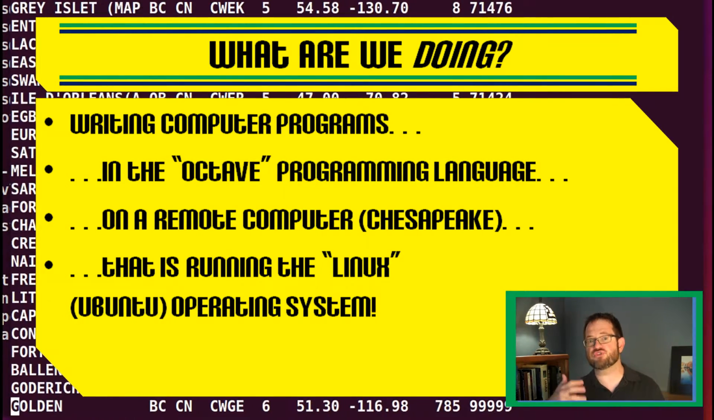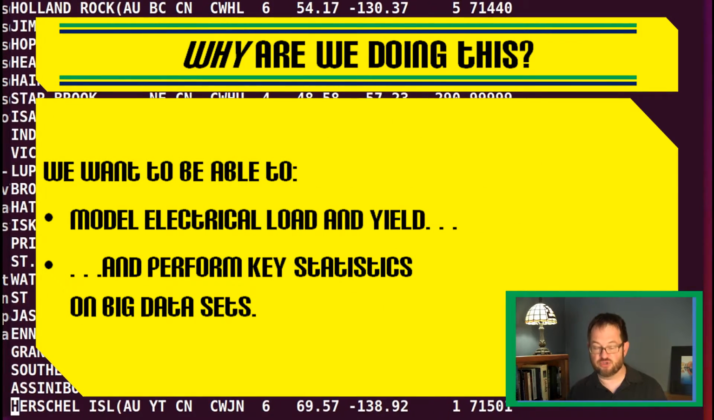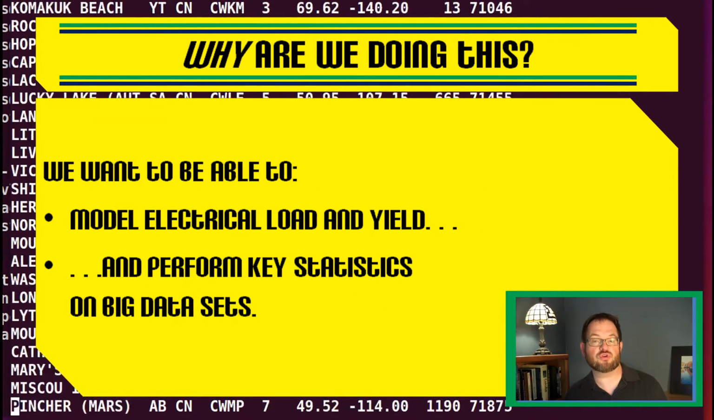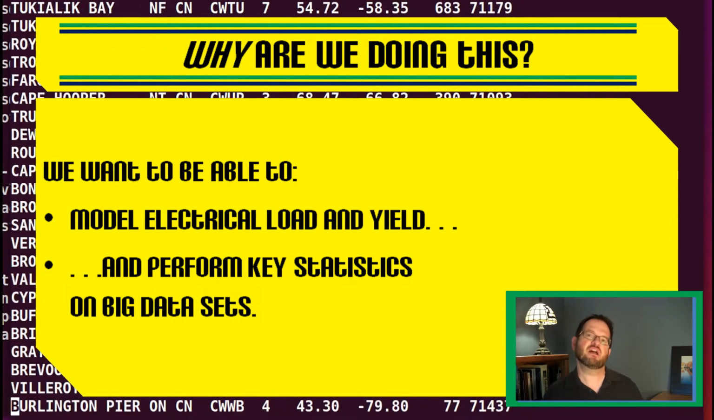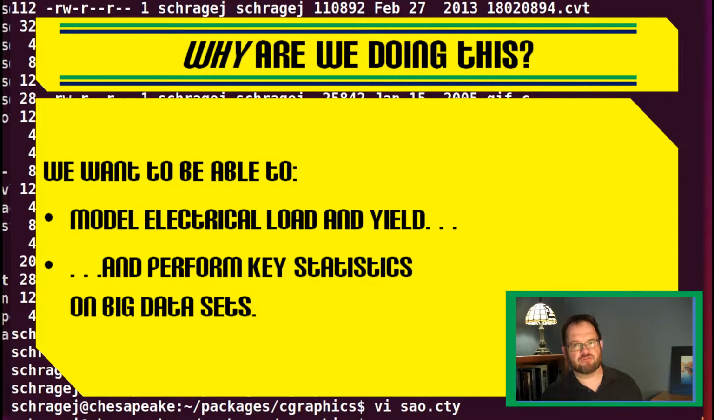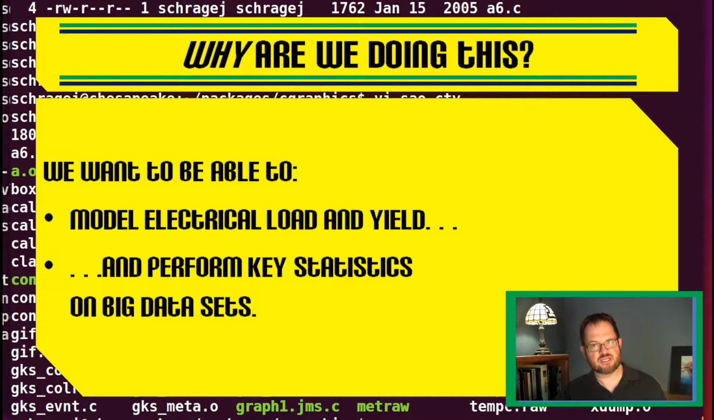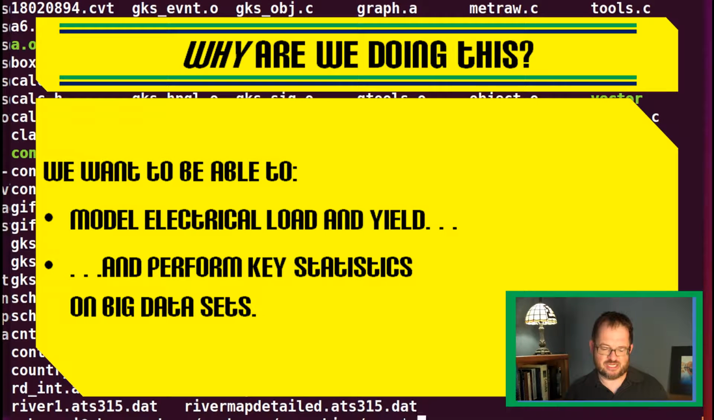So we're going to be able to do things like model electrical load and yield. For example, in the third module of the course, you're going to be using these skills to write a program that predicts the amount of electrical power available to a solar panel under different conditions, like different days of the year and different latitudes, different angles that the solar panels are sitting, and so on. And you're also going to be able to perform statistics on very large data sets.